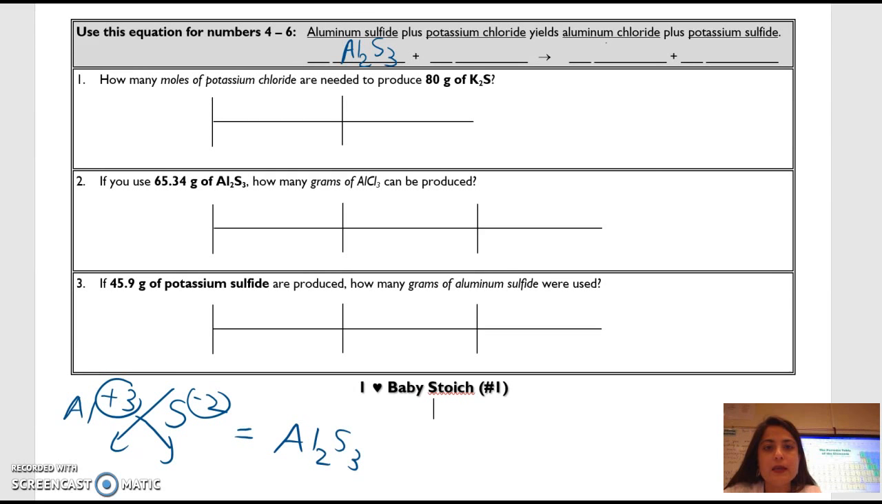Next thing it says is potassium chloride. Potassium has a charge of +1, chlorine has a charge of -1. You're going to swap these charges and you're just going to get KCl.